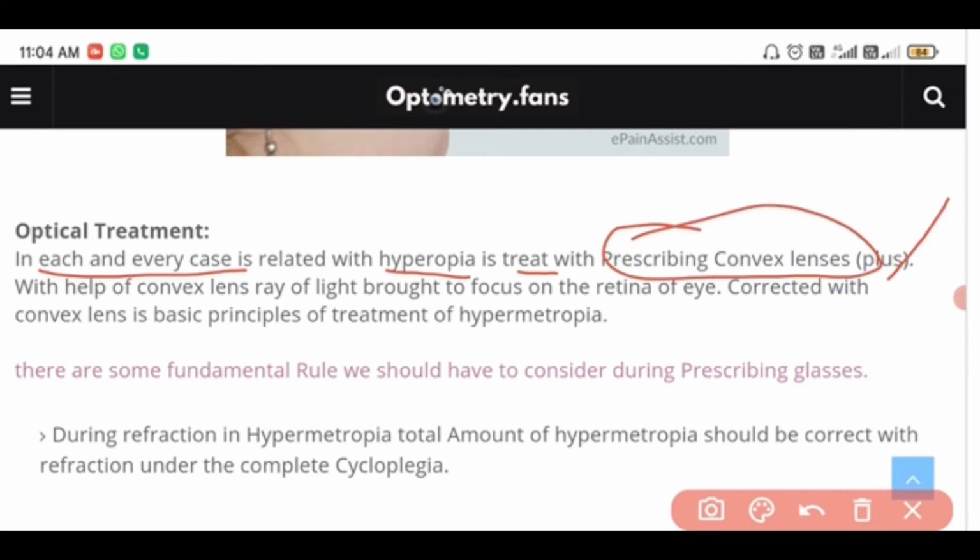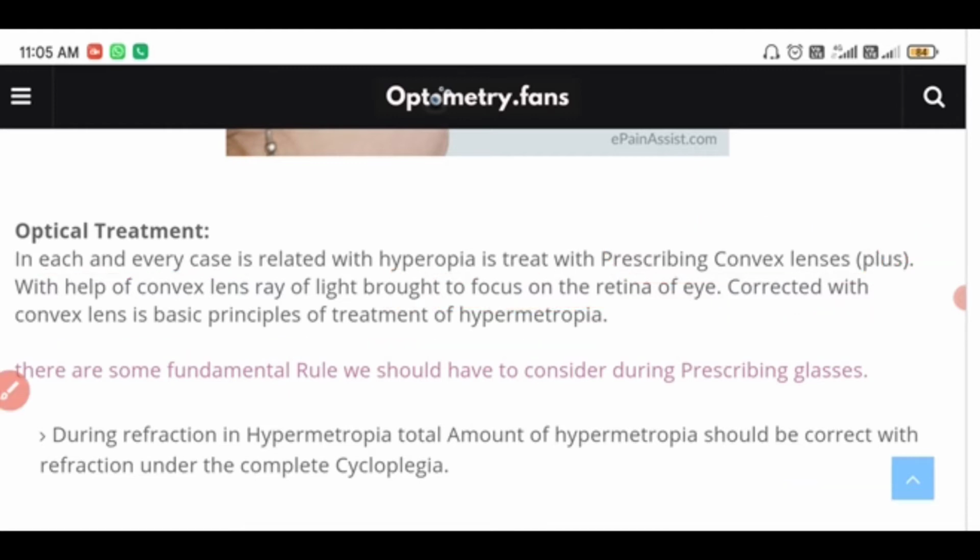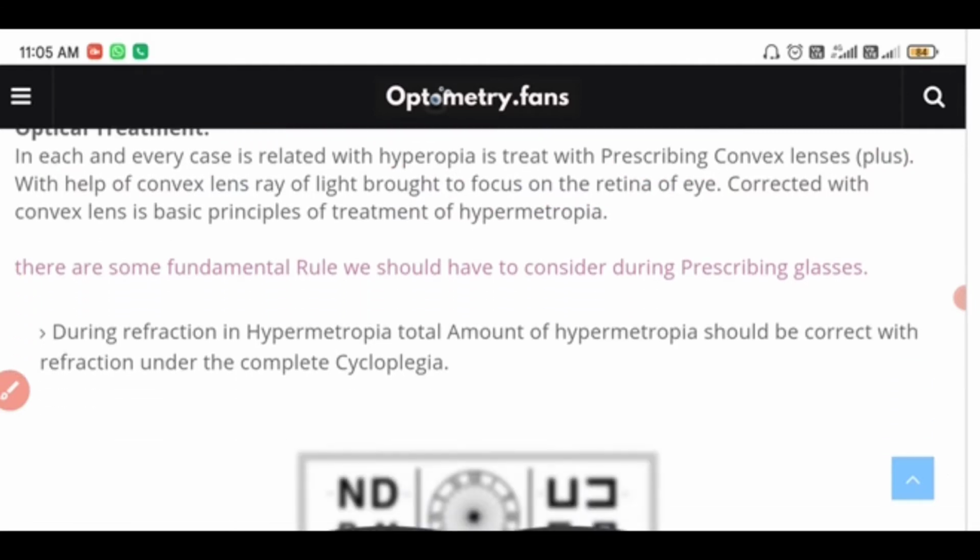also known as the plus lens. With the help of the convex lens, rays of light are brought to focus on the retina of the eye. Correction with a convex lens is the basic principle of treatment of hypermetropia. In hypermetropic patients it is always corrected with convex lenses, and sometimes with refractive surgeries or contact lenses.